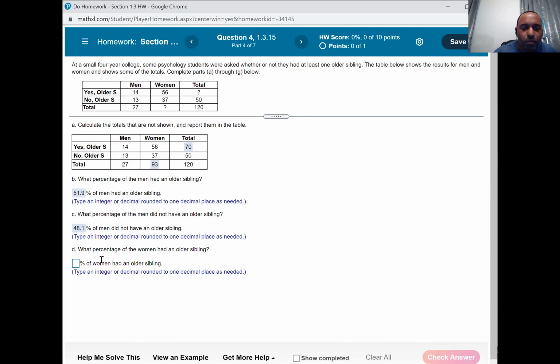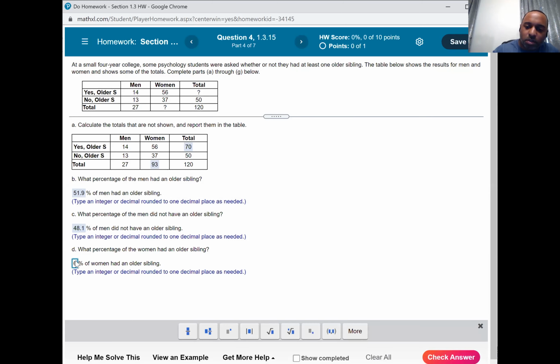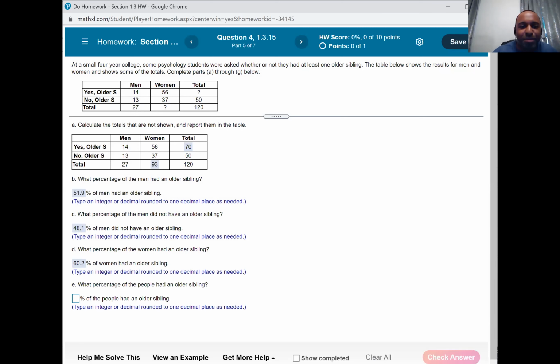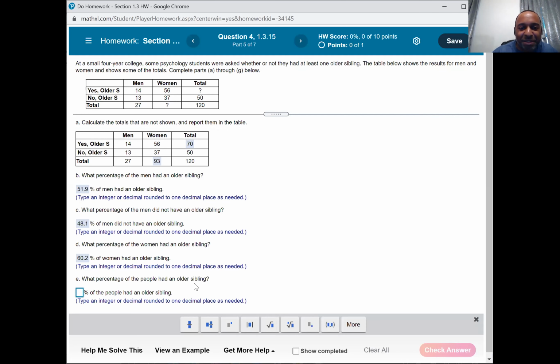All right. What percentage of women had an older sibling? So that's 56 over 93. I'll be honest, y'all, Miss Larissa got me scared because I don't know what this problem is going to end up being. Can't come up short.